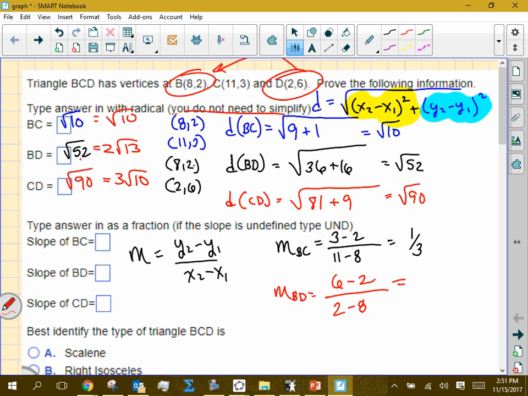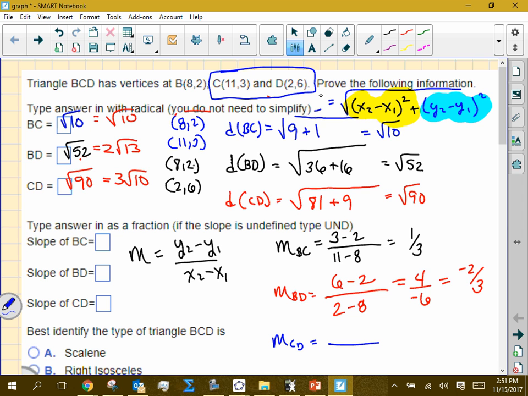So now 6 minus 2 is what, 4? 2 minus 8 is negative 6. I'm going to reduce that, and I should get, what, negative 2/3? So there's that slope. And then we can do the one other slope, CD. Looking at those, subtract your y's. So I'll go 6 minus 3. And then I'll subtract my x's, 2 minus 11. So here I get, what, 3 again. And then 2 minus 11 is going to be negative 9. So now I get negative 1/3.